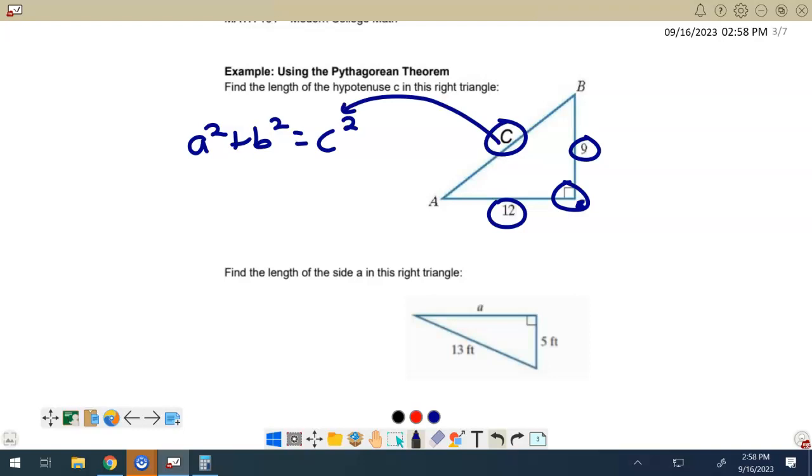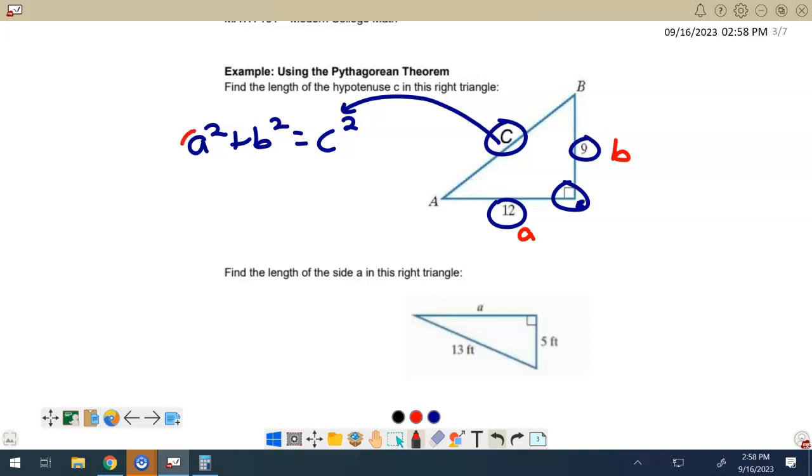Again, we have the two legs here, but it doesn't matter which one's A and which one's B. I was just going to go ahead and call this one A and this one B, but if you had it in your mind the other way around, that's perfectly fine. It doesn't matter. So I'm going to let side A be 12, side B be 9, and I'm looking for side C, which is the hypotenuse, right? Which is going to be the side that's on the other side of the equal sign.